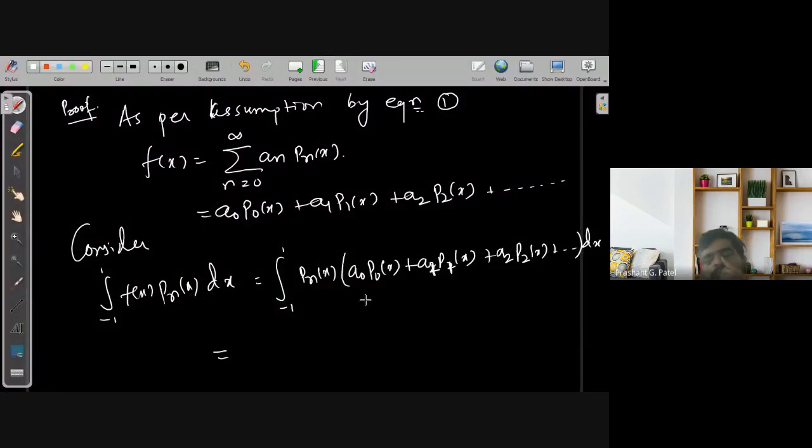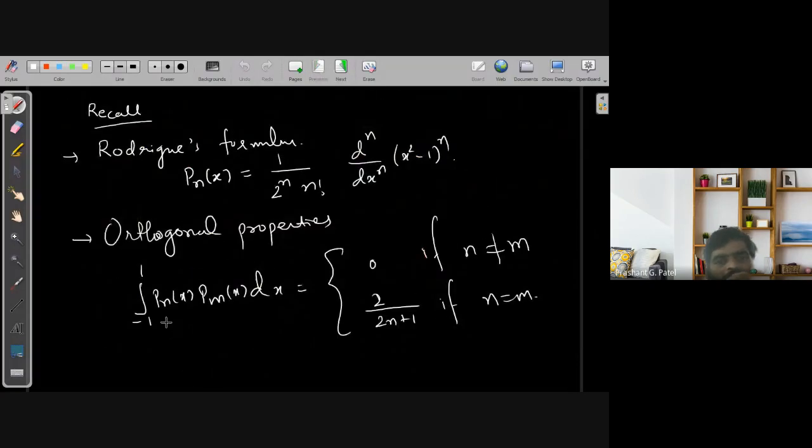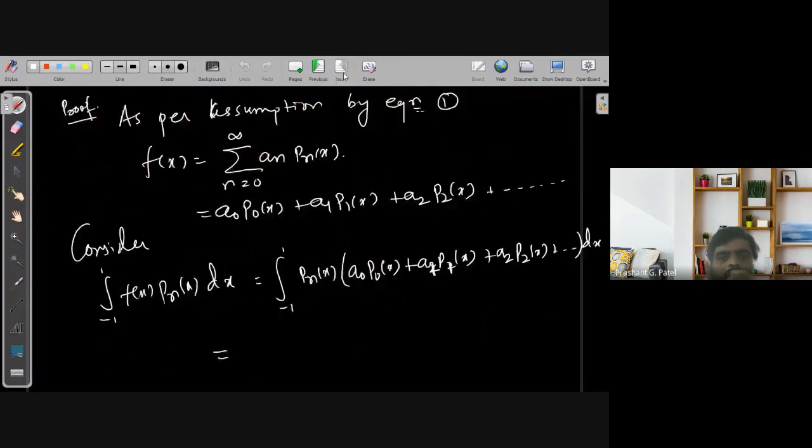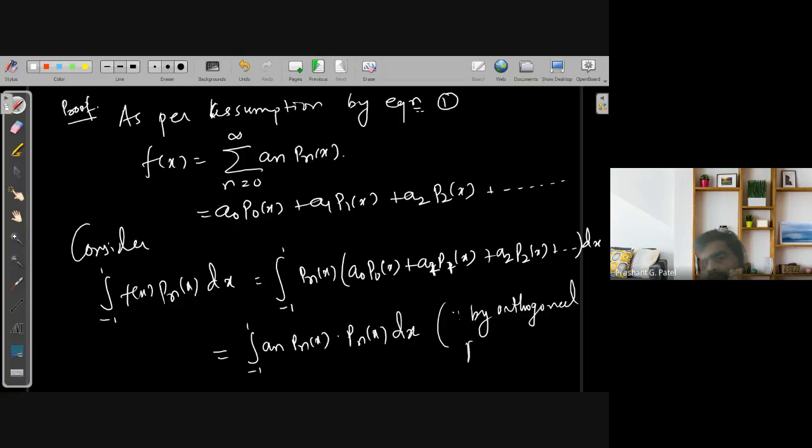Now what is this? This is by the orthogonal property, which we already discussed. The orthogonal property is this: Pn of x into Pm of x, integration from -1 to 1. If they are not equal, then the answer is 0. If they are equal, then the answer is this. So if I use this orthogonal property here, then Pn of x into P0 of x integration is 0. So the only non-zero quantity will occur when the index is n. So the only quantity left is the integral from -1 to 1 of an into Pn of x into Pn of x dx, because of the orthogonal property of Legendre polynomials.